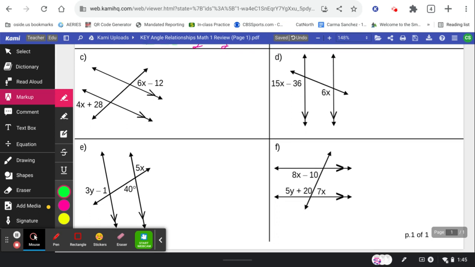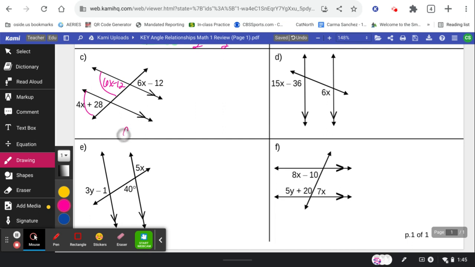Okay, this one over here can be looked at a couple different ways. 6x minus 12, do you see how that could also be placed here because of vertical angles are equal? And because of that, this is equal to this by corresponding. Well, this is a whole other thing called alternate exterior angles are equal, but it's because of corresponding and verticals. Anyways, they're equal. Let's set them equal.